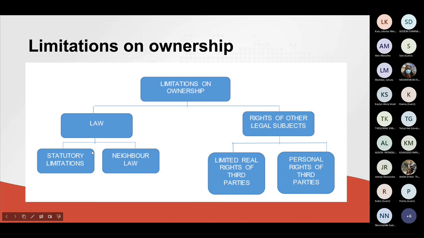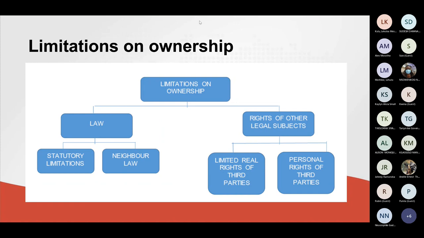Now, this is a diagram that basically illustrates the limitations on ownership. And as I've mentioned before, the law can place restrictions on ownership as well as the rights of other legal subjects. Statutory limitations can place a restriction on your property. We will see with the next example how that happens.